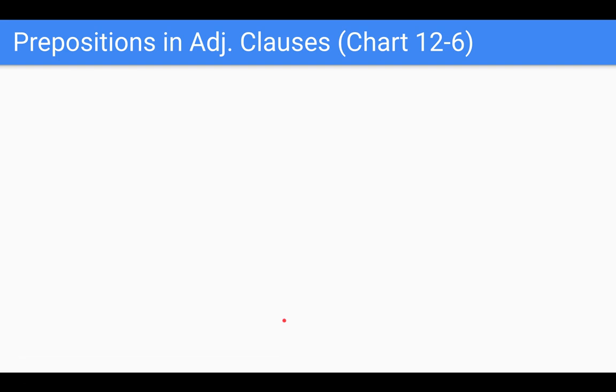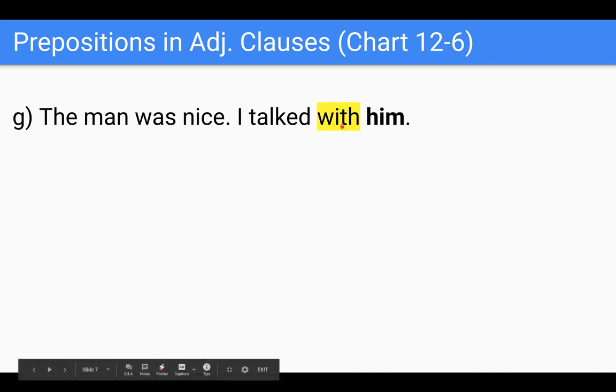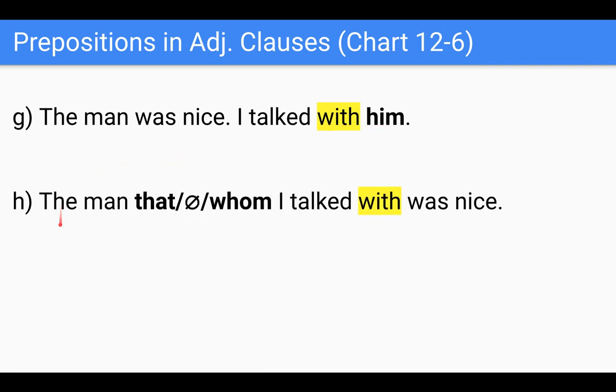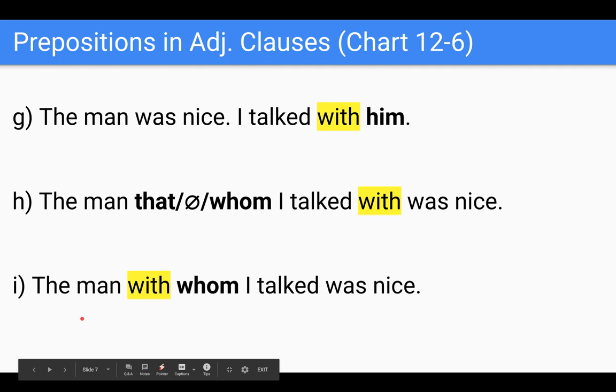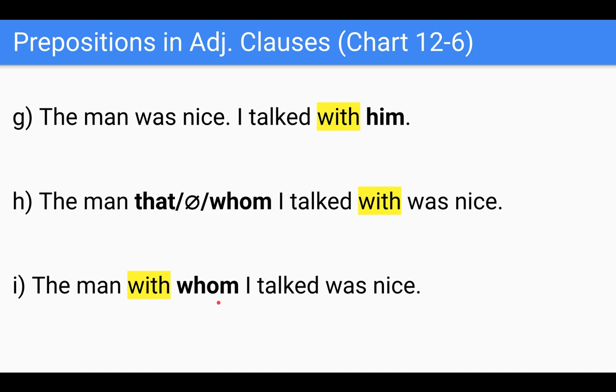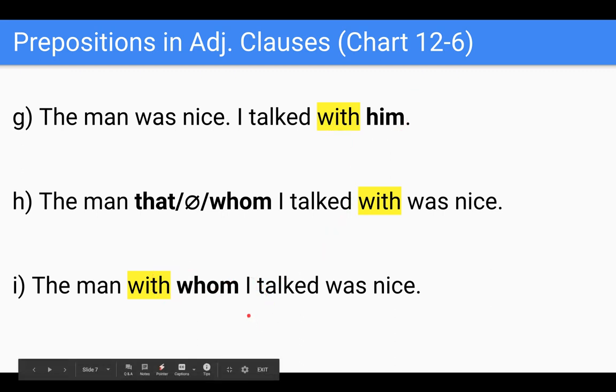Okay, one more example. The man was nice. I talked with him. So this time we have a person, not a thing. So we will say the man that I talked with was nice, or the man I talked with was nice, or the man whom I talked with was nice. All three of these are okay and perfectly fine. Or if you are watching a very old British movie or something, you might hear the man with whom I talked was nice. So here we use this whole prepositional phrase with him comes to the front as with whom, like that.